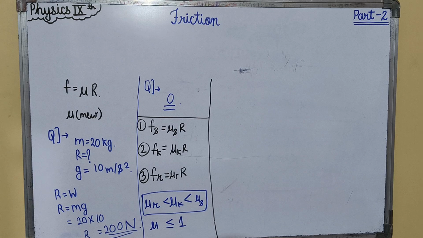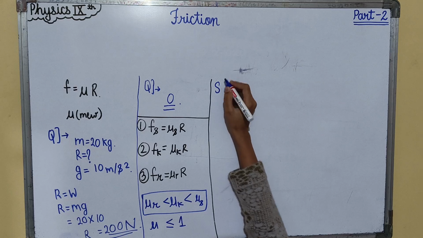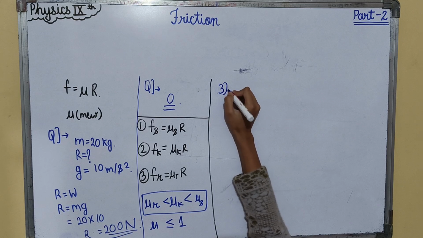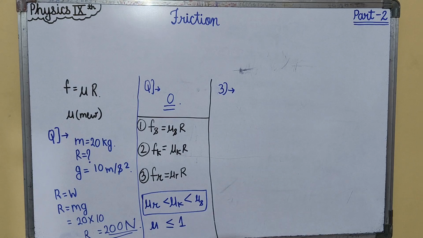Now we will solve questions. So third question is: a force of 49 Newton is just able to move a block of wood weighing 10 kg on a rough horizontal surface. Calculate the coefficient of friction.